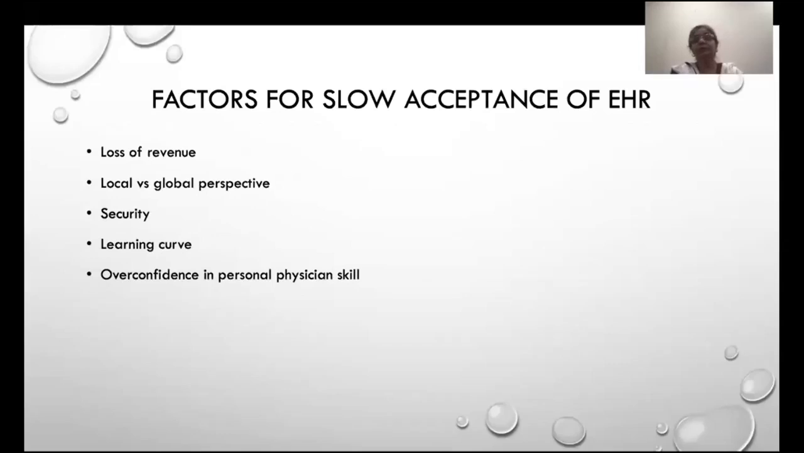There are factors for slow acceptance of EHR. We are talking about the good points of EHR, but the institutions and hospitals are slow in adopting. Why? There is a loss of revenue. There's a lot of expense involved in changing from paper records to electronic health records. Then we have local versus global perspective. Then security problems are there. Learning curve for all the physicians, nurses, and the other people. Overconfidence in personal physician skill, which hinders us from sharing with others.